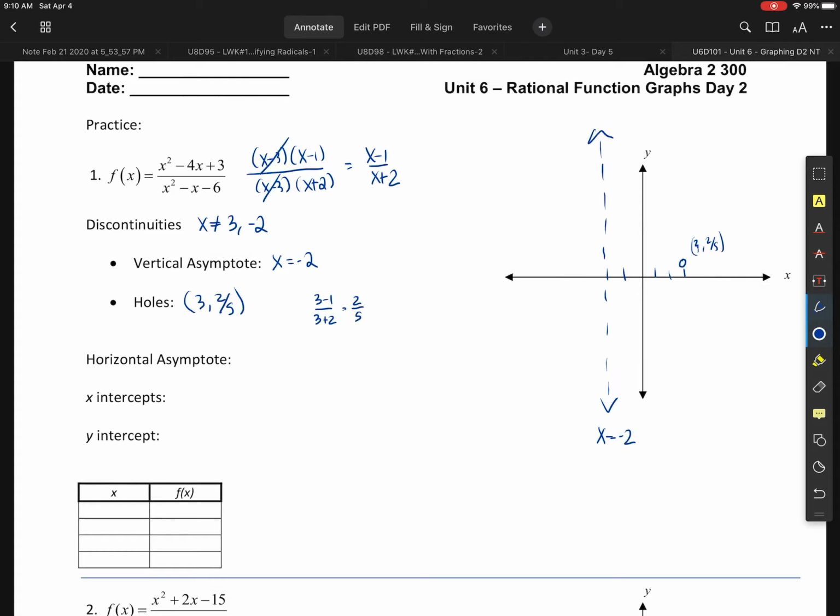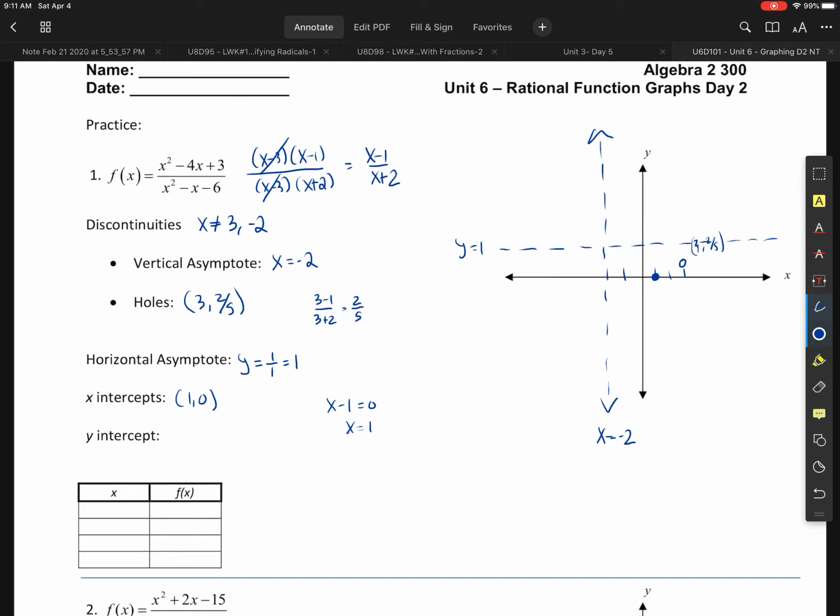All right, my horizontal asymptote. Since the numerator has a degree of 1 and the denominator has a degree of 1, my horizontal asymptote is the ratio of the lead coefficients. 1 over 1 is 1. y equals 1. My x-intercept: I set my numerator equal to 0 and solve. So my x-intercept is (1, 0).